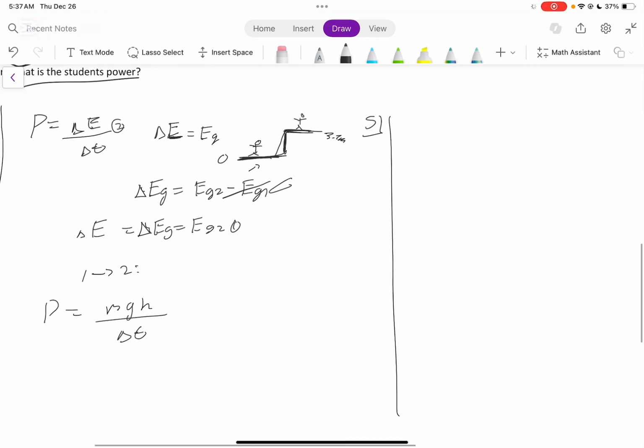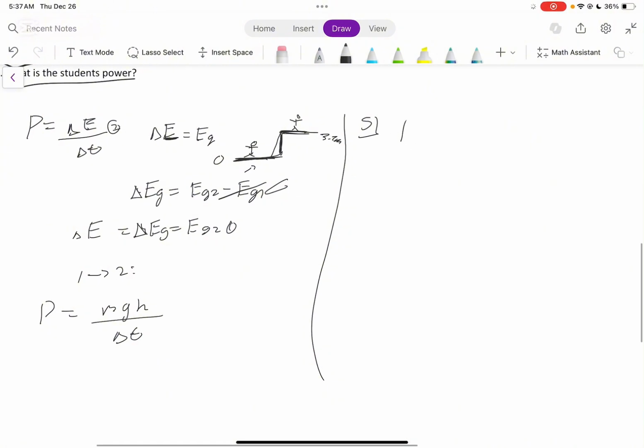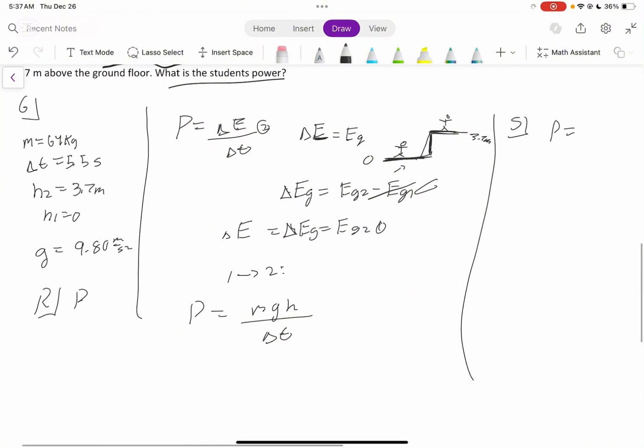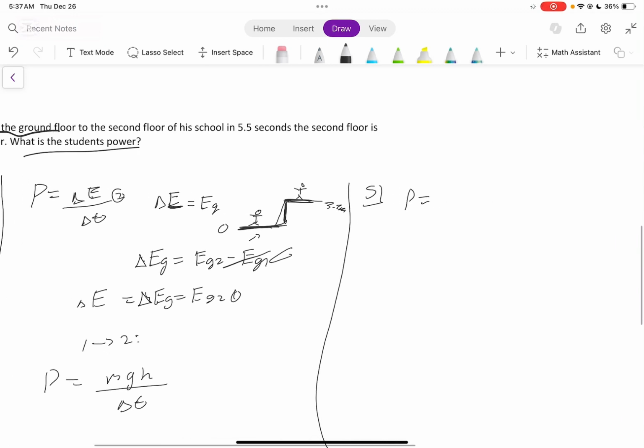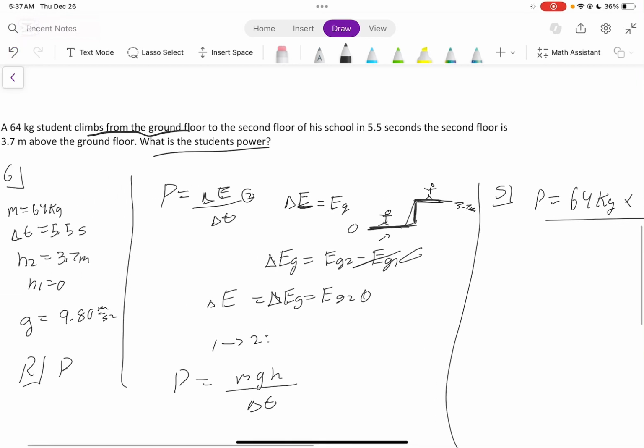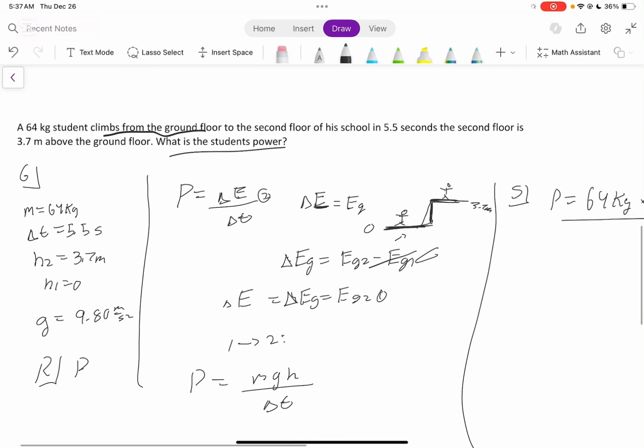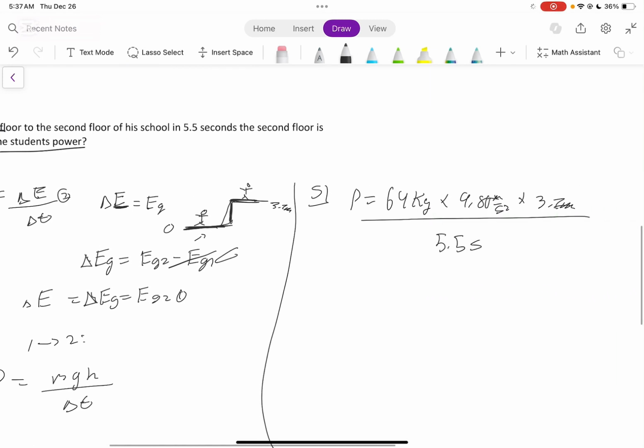So our solution will be analysis. P is equal to the mass, which is 64 kilograms, I believe. Yes, 64 kilograms multiplied by 9.80 meters per second squared, multiplied by the height, which is 3.7 meters. And if you remember, all of this ends up being kilogram times meter per second squared, which ends up being a joule, and on the bottom we'll have time, which is 5.5 seconds. And all of this will end up being a watt.